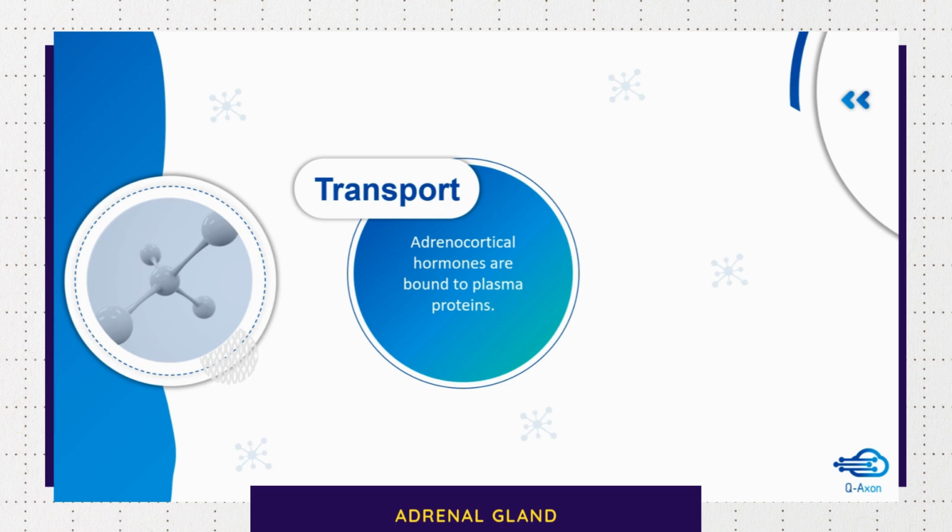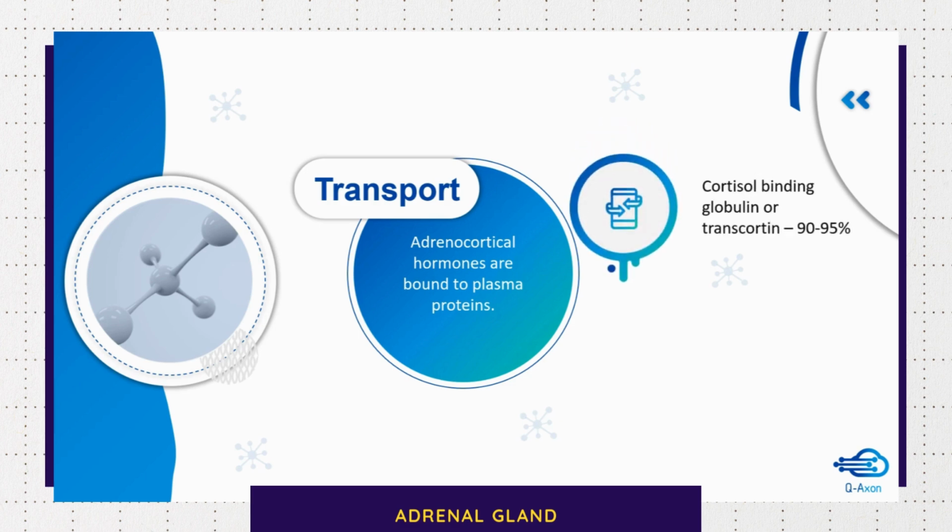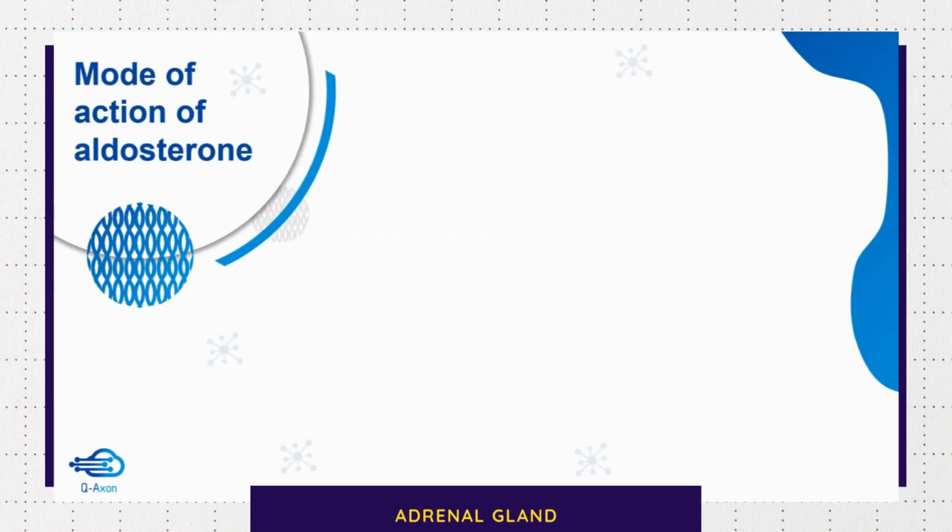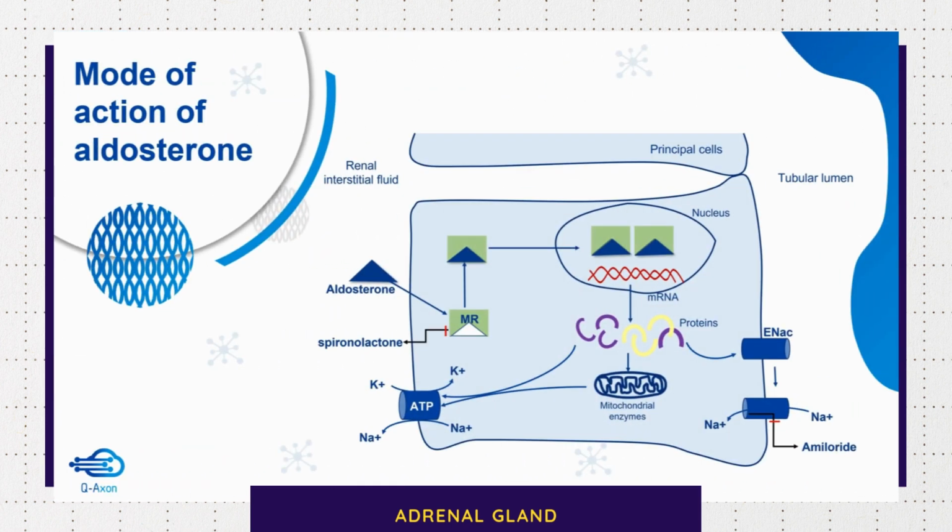Adrenocortical hormones are transported by being bound to plasma proteins. About 90 to 95% are bound to globulin or transcortin, whereas the remaining are bound to albumin. Once a hormone is formed, it is transported to the target cell and this will result in an action. Now I am going to explain in detail the mode of action of aldosterone.